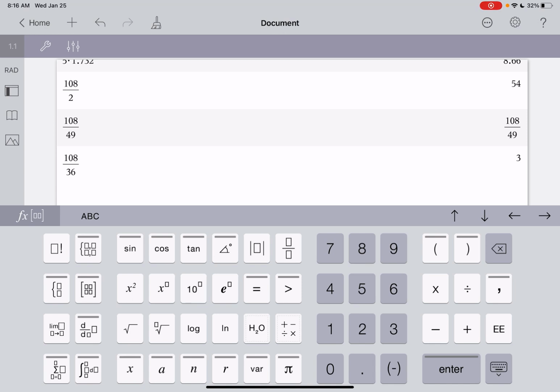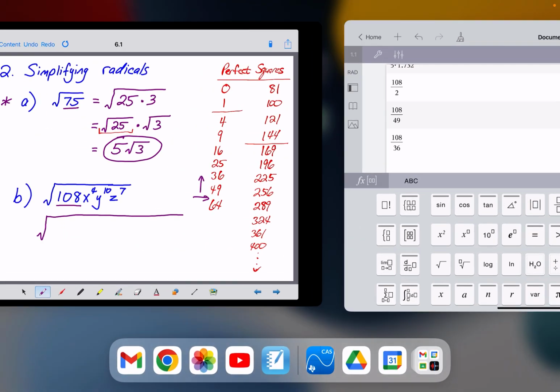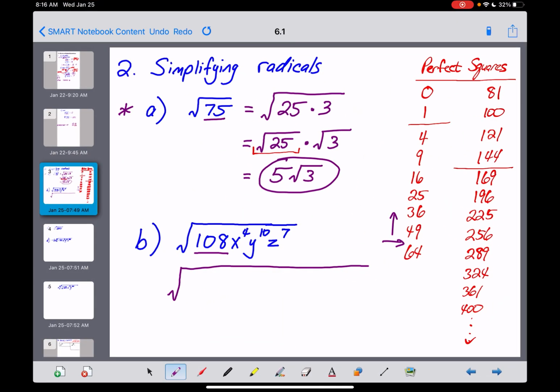So the square root of 108 is a problem I give almost every year in almost every class because it makes you look at the table the right way in order to get it right. So what am I doing now? I'm splitting up that 108 into 36 times 3.